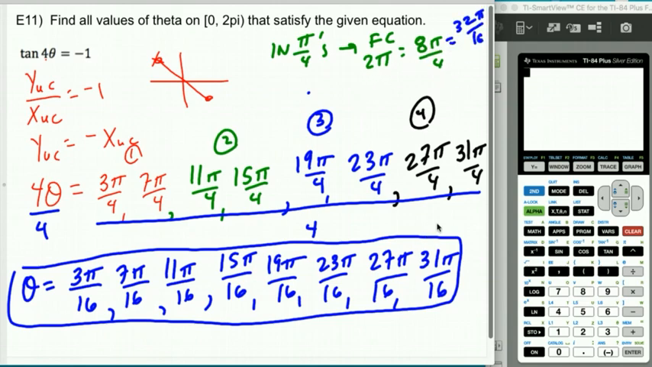So see how this is still in that 2 pi window? If I had gone around one more time, if I'd gone around a 5th time, which I'm not supposed to do, I'd end up with a 35 pi over 4 and then another one after that. Well, look what would happen if I had a 35 pi over 16. It's too big. It's not in the window, right? So the window was 0 to 2 pi, and this does follow the window of 0 to 2 pi. So again, the trick of going around 4 times is just sort of a helpful thing.